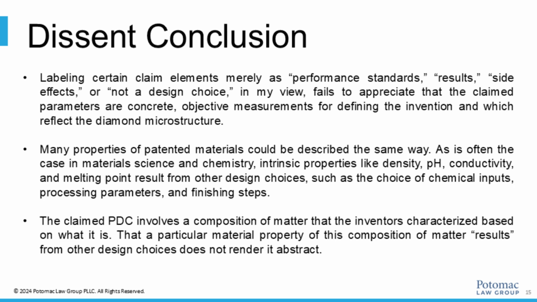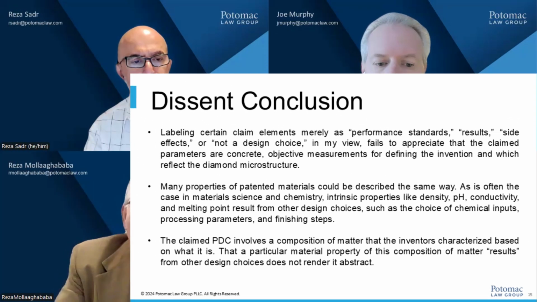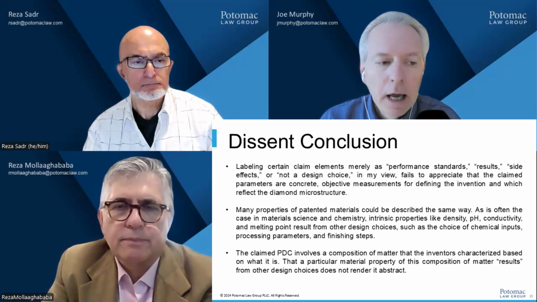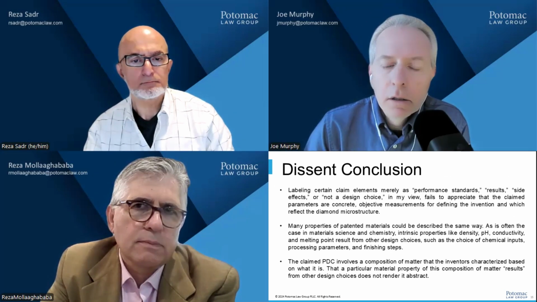The dissent said many properties of the patent materials could be described in a similar way, in a functional way, right? As is often the case in material science and chemistry, intrinsic properties like density, pH, conductivity, and melting point result from other design choices, such as the choice of chemical inputs, processing parameters, and threshold steps. That a particular material property of the composition of matter results from other design choices does not render it abstract. So I think I'm sort of persuaded by the dissent in this particular case.